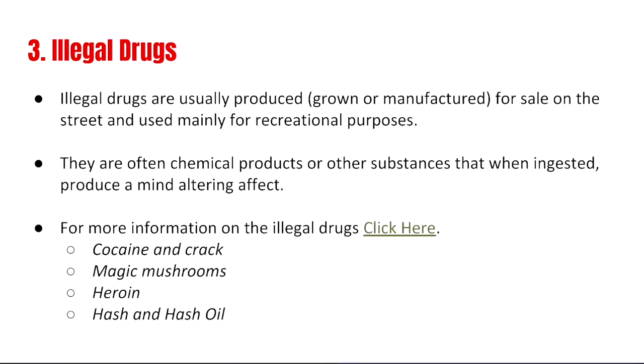Illegal drugs. Illegal drugs are usually produced, grown, or manufactured for sale on the street and used mainly for recreational purposes. They're often chemical products or other substances that, when ingested, produce a mind-altering effect. Some examples of illegal drugs are cocaine, crack, magic mushrooms, heroin, hash, and hash oils. Marijuana used to be one here in Canada, but now it has become legalized. We are going to talk a little more about marijuana in a future lesson. And you can feel free to click here to learn a little bit about illegal drugs and their negative effects on the mind and body.